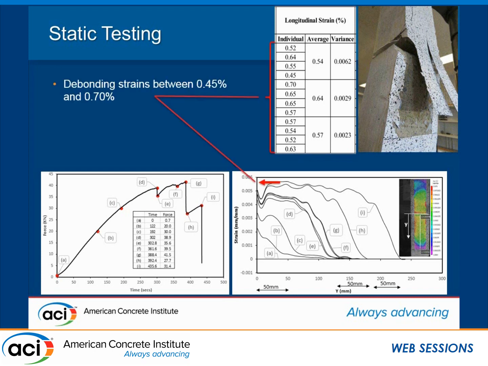This allows a very robust measurement of strains, rather than what a simple array of strain gauges might get, and to fully explore the nature of the bond. What we can see from the static cases is that in the best case scenario, we were getting debonding strains between 0.45% and up to 0.7%, but usually averaging around 0.5%.